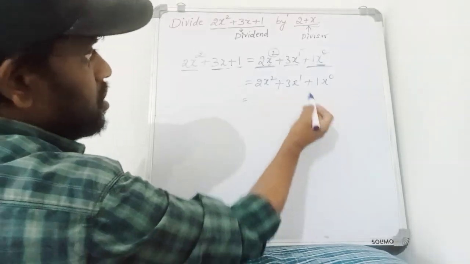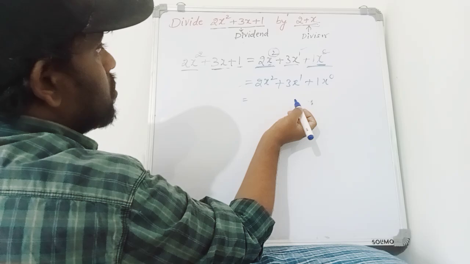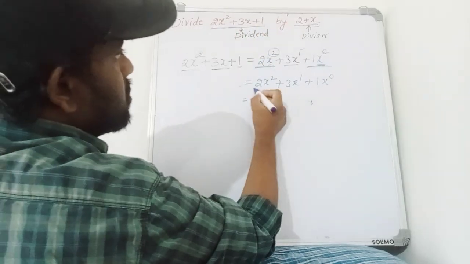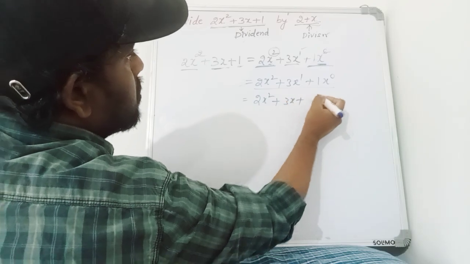So I have written x power 1 and x power 0 to make you understand. I will write the same polynomial, because when you simplify this we get the same thing: 2x square plus 3x plus 1.